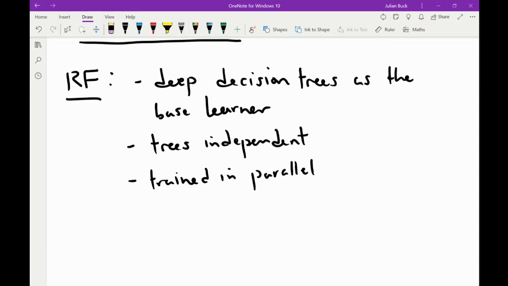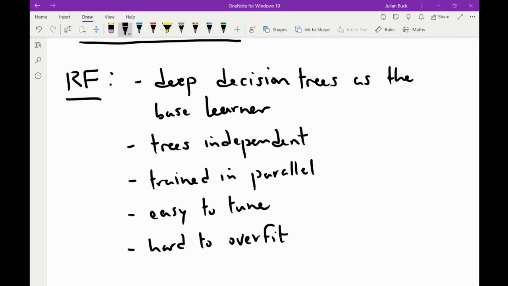They're easy to tune. They're hard to overfit, by which I mean the random forest model itself.